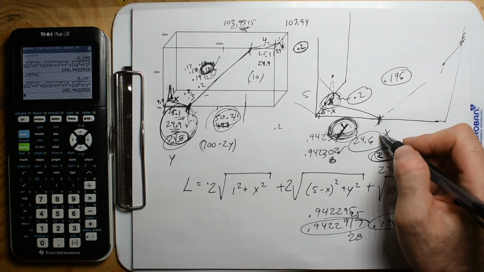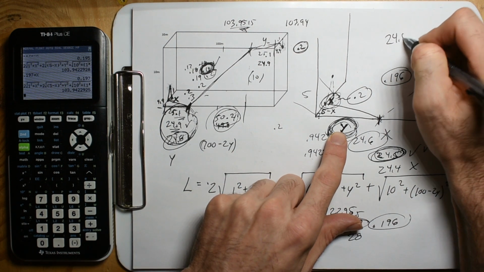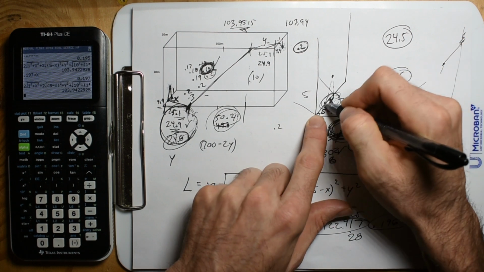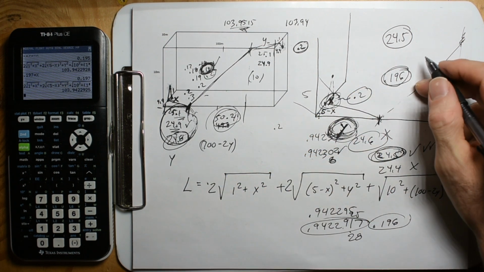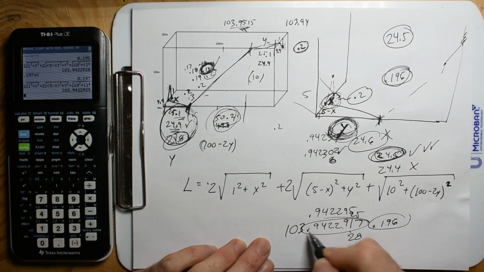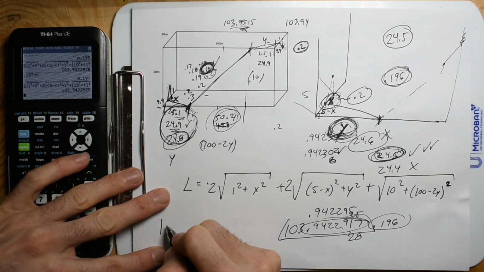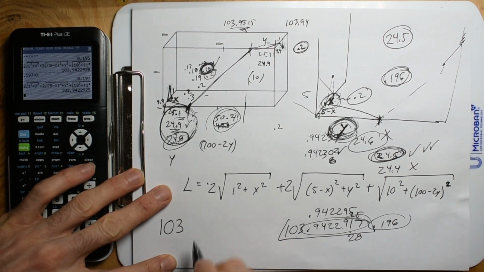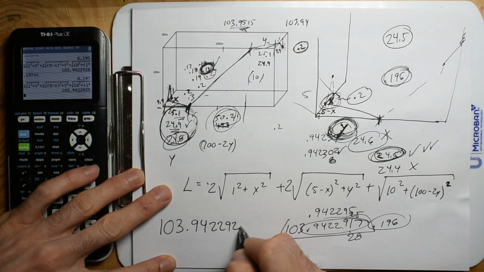Okay, but we have something to shoot for. We have something to shoot for that this y is going to be 24.5, and this distance right there is going to be 0.196. And that's going to hopefully get us the lowest distance between these 2 points of 103.22925 so far. I'll write this in, and then we'll start in with the partial differential equations.